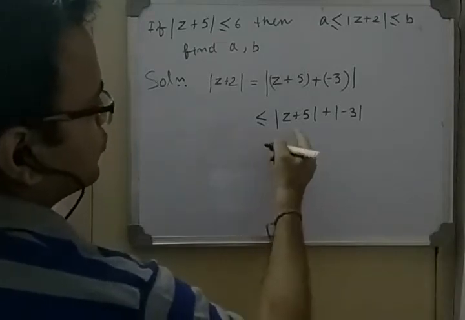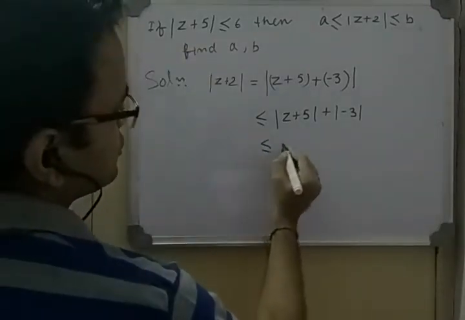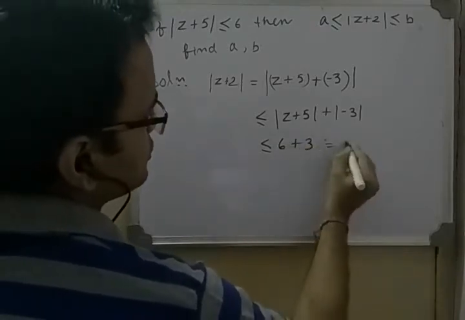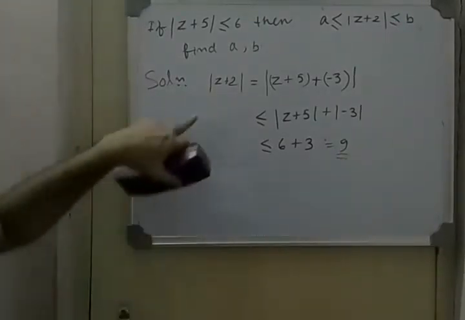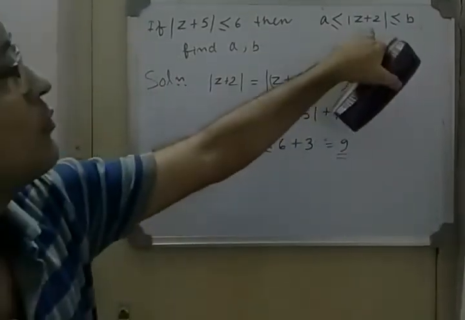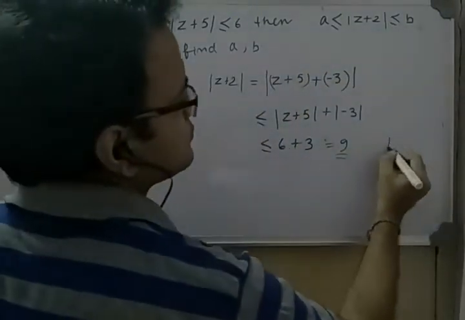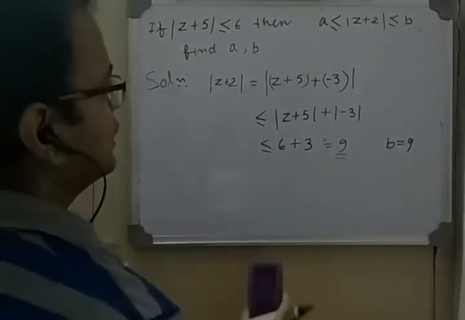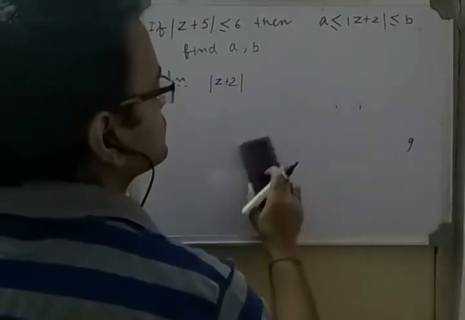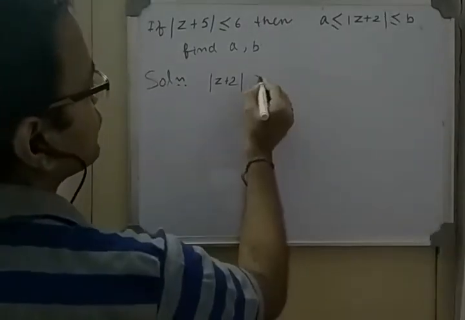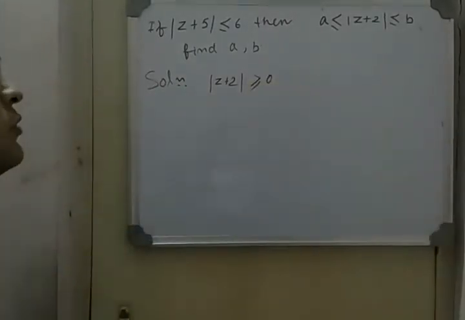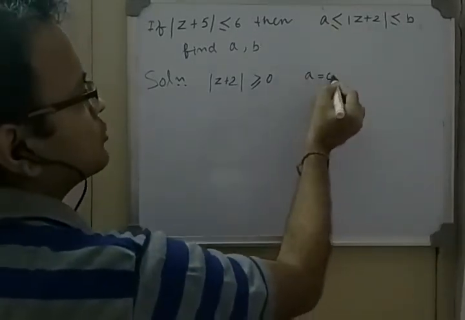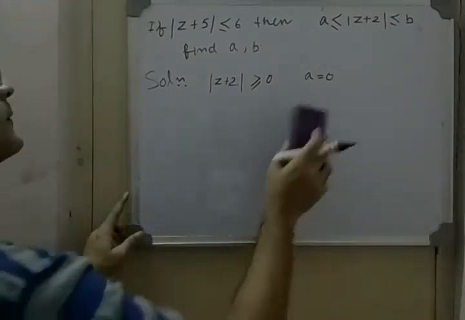So mod z plus 5 is less than or equal to 6, and mod of minus 3 is 3. So it is actually 6 plus 3, which is 9. So mod z plus 2 is less than or equal to 9. So b is 9. So the maximum value is 9. Less than or equal to 9 means the maximum value is 9. Again, what is the minimum value? We know that the mod of any complex number is always greater than or equal to 0. So here mod of z plus 2 is greater than or equal to a, equal to 0. So the minimum value will be 0.